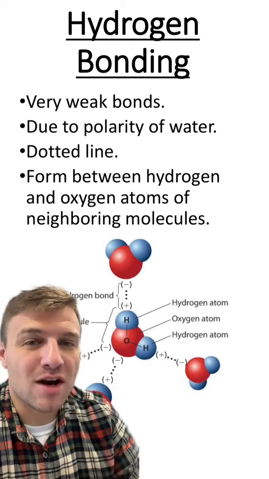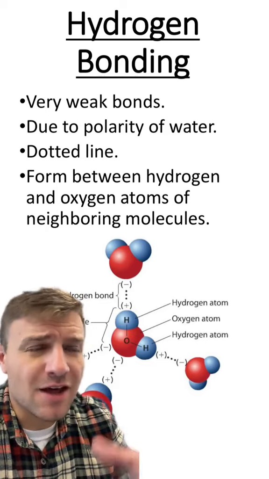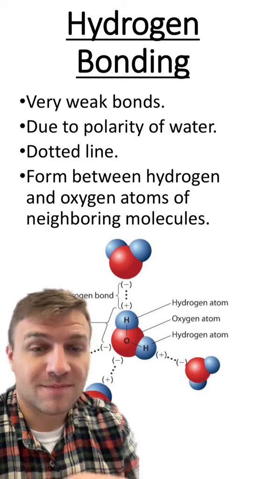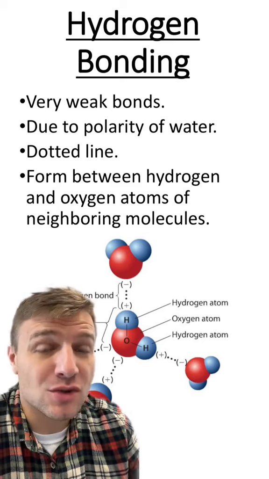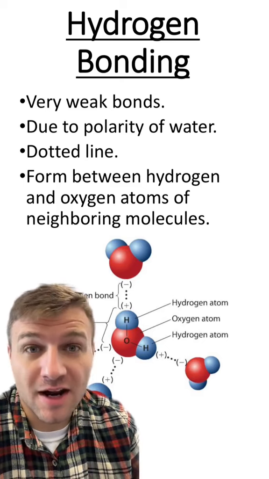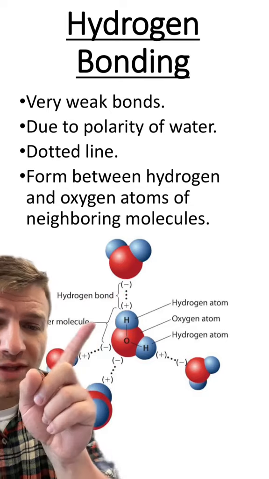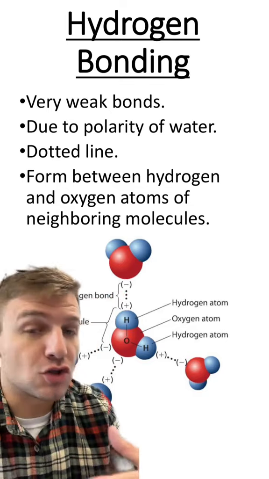And that allows water to hydrogen bond with itself. Now, these are very weak bonds, but there's a lot of hydrogen bonding in a glass of water. That's because there are trillions and trillions and trillions of water molecules in a small amount of area. Now, these hydrogen bonds are usually represented by a dotted line, and they occur between the positive and negative charges of two water molecules.